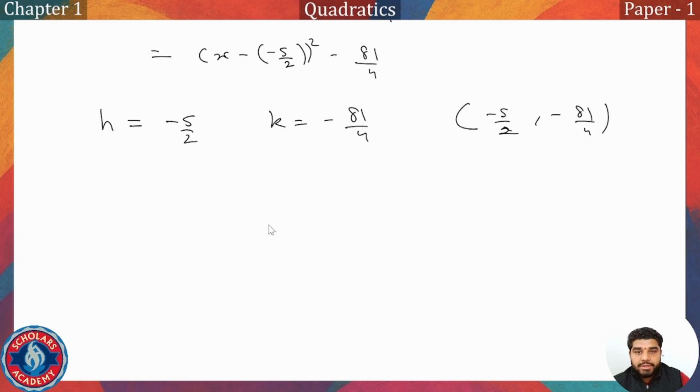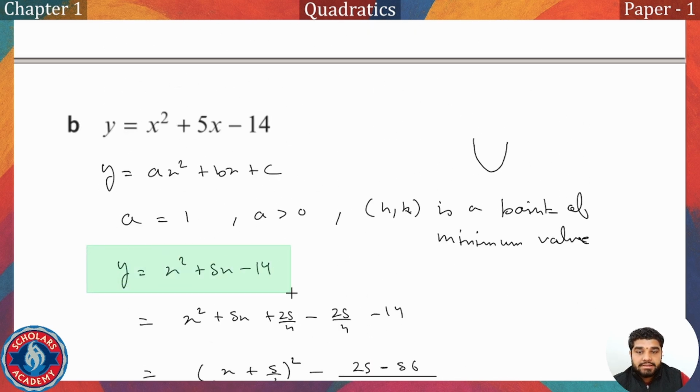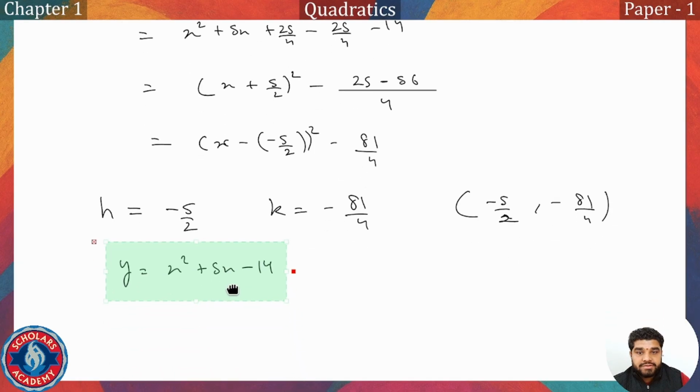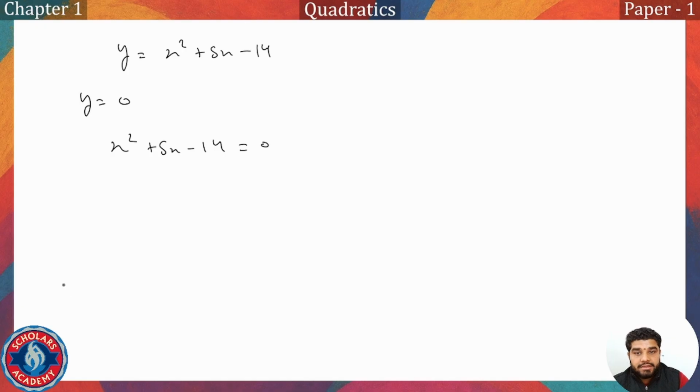Now we got the orientation, we got the point of vertex. Now what we need to find is which are the intersecting points of the curve and the x and y axis. So let's find those. So we'll take y is equal to 0. So we get x square plus 5x minus 14 is equal to 0. So from here, product is negative 14, sum is 5. So x square plus 7x minus 2x minus 14 is equal to 0.